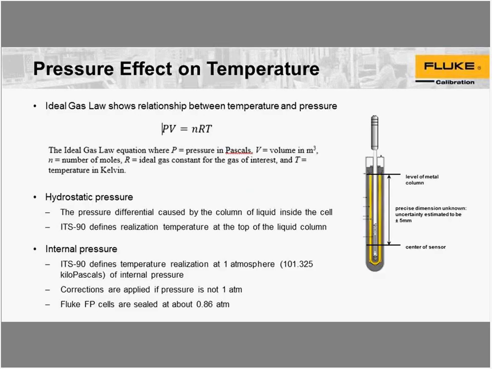First, the ideal gas law shows how temperature and pressure are related. Pressure is on the left side of the equation. Temperature is on the right side of the equation. And the ideal gas law says that if the volume is consistent and the amount of stuff you have inside the system stays the same, or the amount of pure metal, for example, then if pressure goes up, temperature goes up, or if temperature goes up, then pressure goes up, and vice versa.